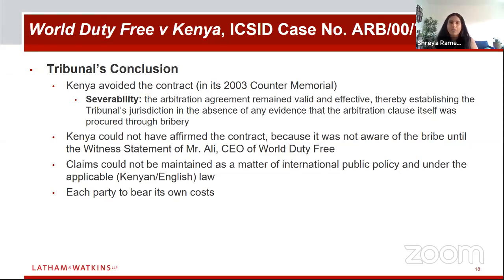Like in Metal Tech, however, the tribunal attempted to sort of balance the equities of the parties by requiring the claimant and the respondent to bear their own costs in this case. So, just to sort of round that up, the tribunal concluded that it did have jurisdiction, but just rejected the claim on admissibility.